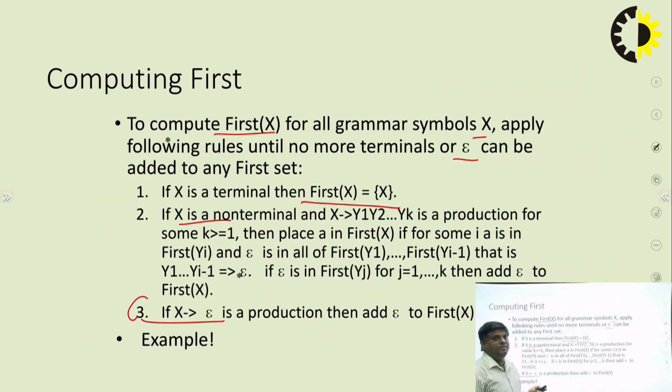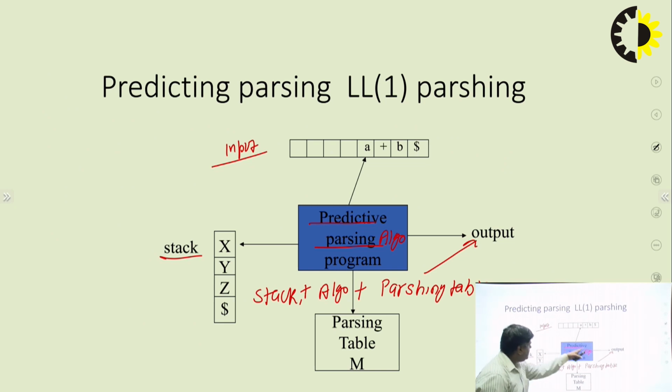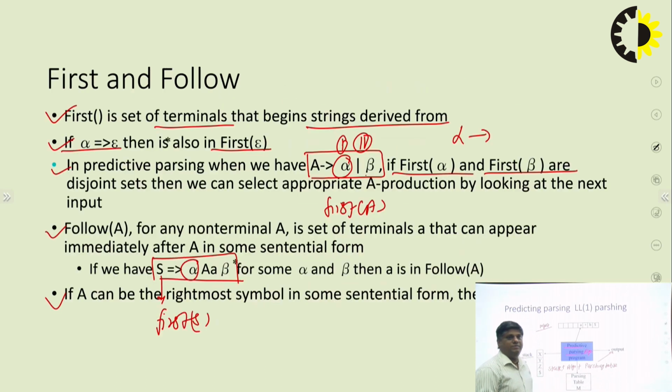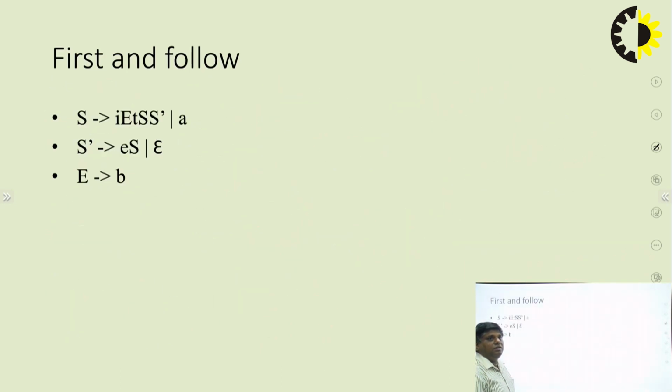And this is the predictive parsing algorithm by which we compute the first and follow of any context free grammar. With the help of this algorithm, we generate the parsing table. And with the help of the parsing table and stack, we generate the final outcome. This is the LL1 parsing. Now we move to another example for better understanding of how we compute the first and follow of any production rule.